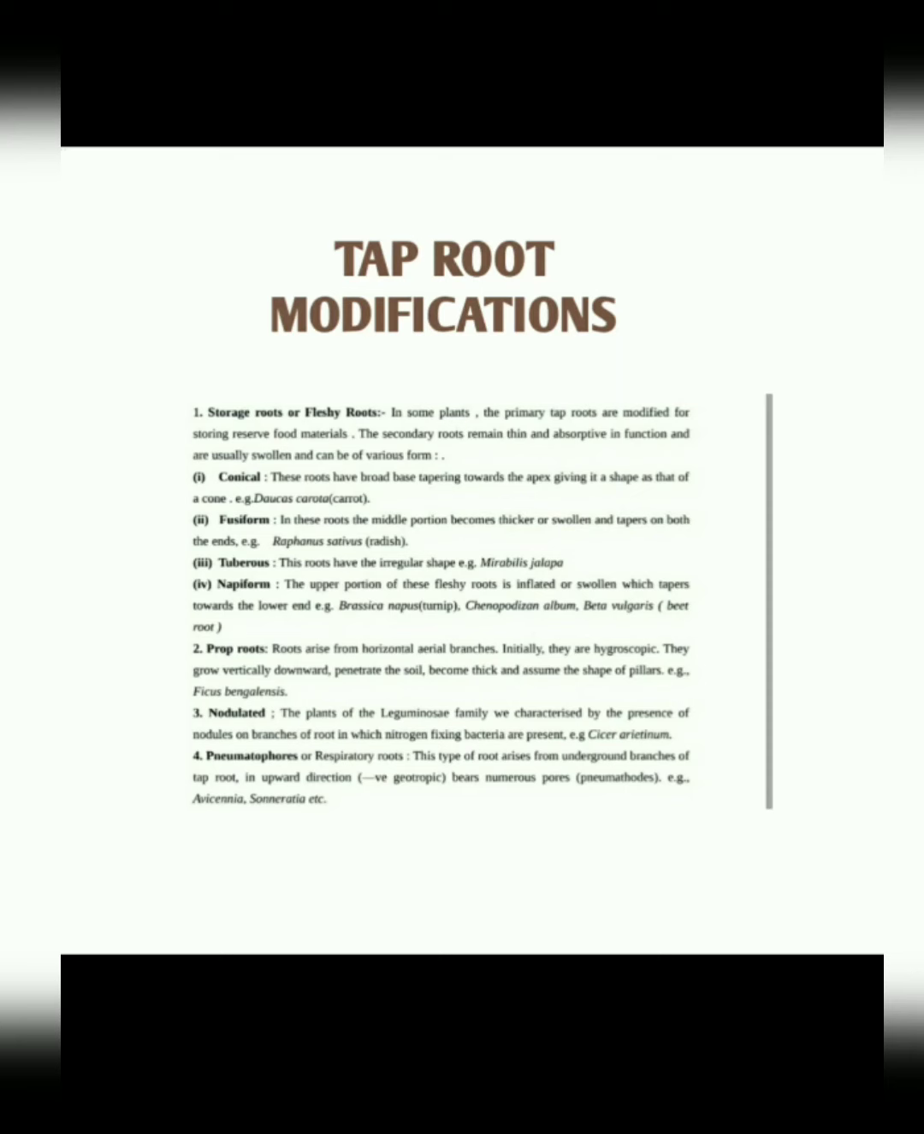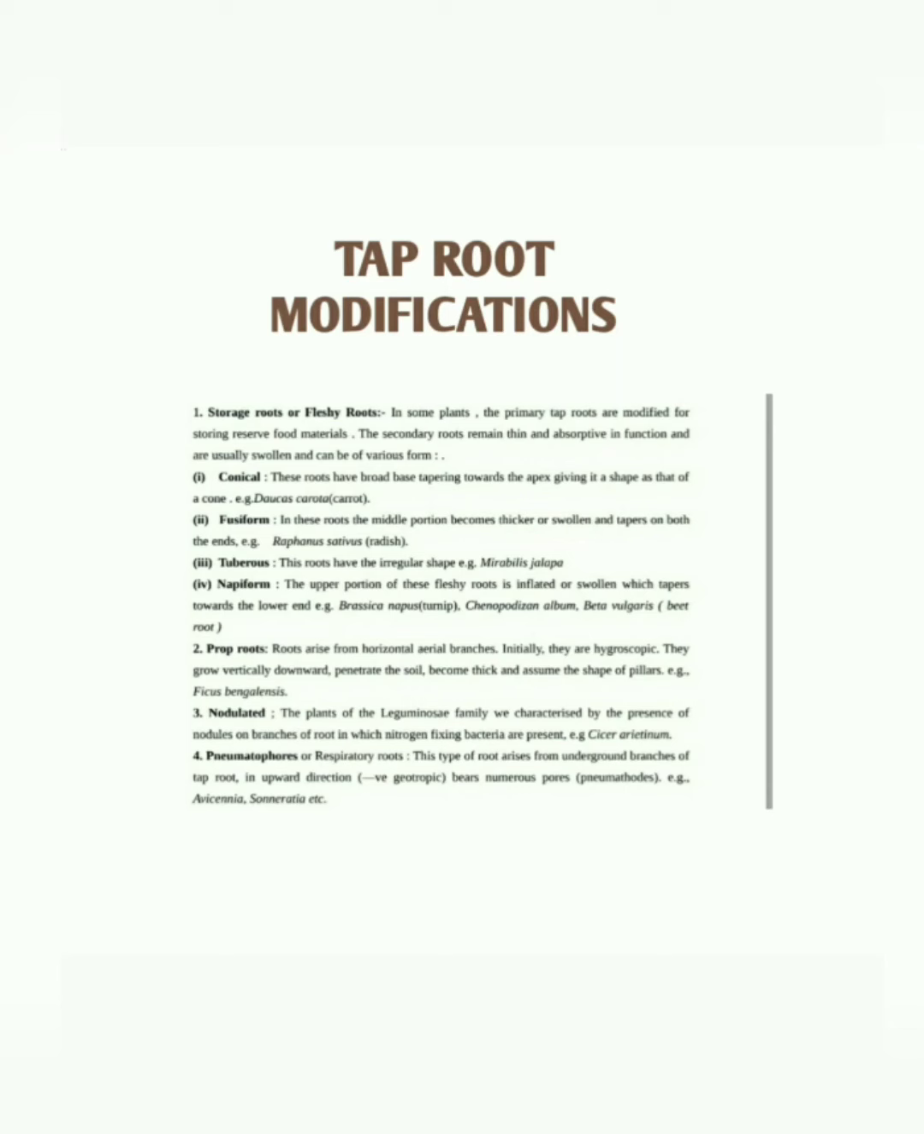Then moving to the next one, napiform. The upper portion of the fleshy root is inflated or swollen, which tapers towards the lower end. The upper end is inflated, a little flat. If you imagine carrot, it is very vertical and not so thick. But in napiform structure, the base is very broad compared to the conical form. Here the base is very broad, and suddenly it becomes very sharp at the other end. We will see the examples and pictures.